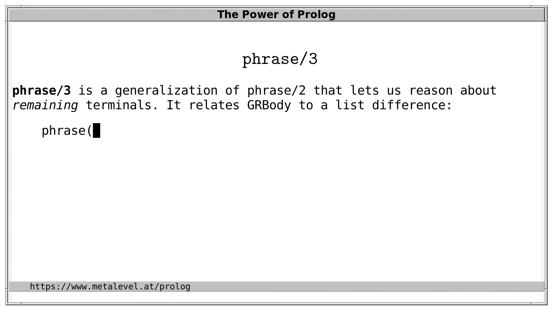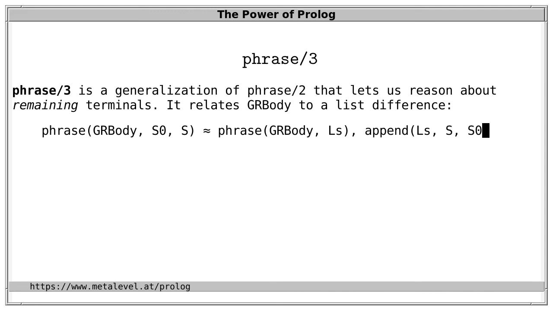If we write phrase of grammar rule body S0 and third argument S, then this is almost equivalent to saying that phrase holds for GR body and the list ls, and appending ls and s yields S0. So this means that GR body describes the list difference between S0 and S. And I say almost equivalent because this only holds if there's no semicontext involved, which we'll discuss in a moment. For now, let's consider an example.